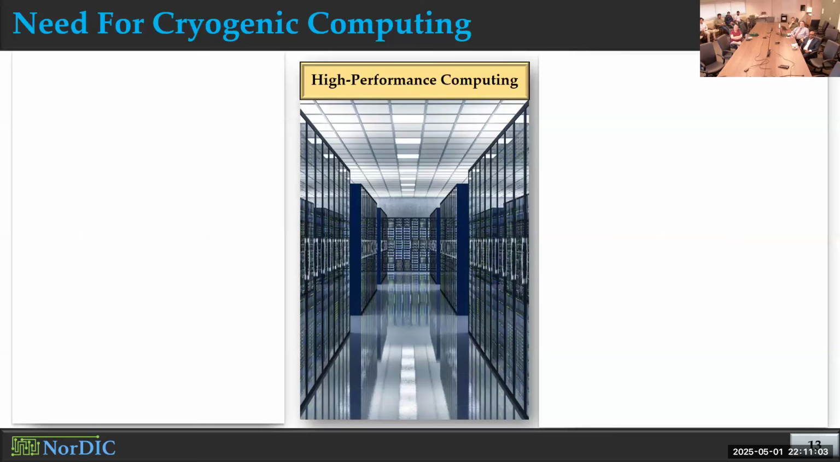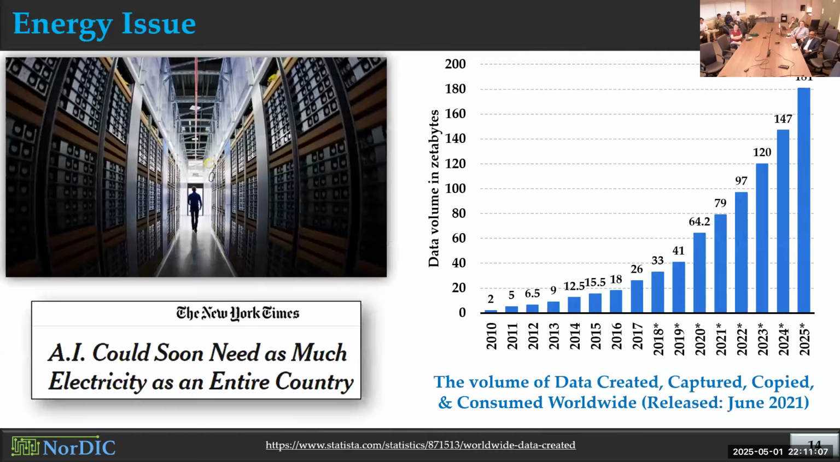The second field that can benefit from cryogenic computing is high performance computing. For high performance computing, one of the major issues is their high energy consumption. And the reason behind that is the exponential increase in the amount of data. As you know, and as you can see in the right figure, the amount of data that we create is increasing exponentially every year. And the reason behind that is also well known.